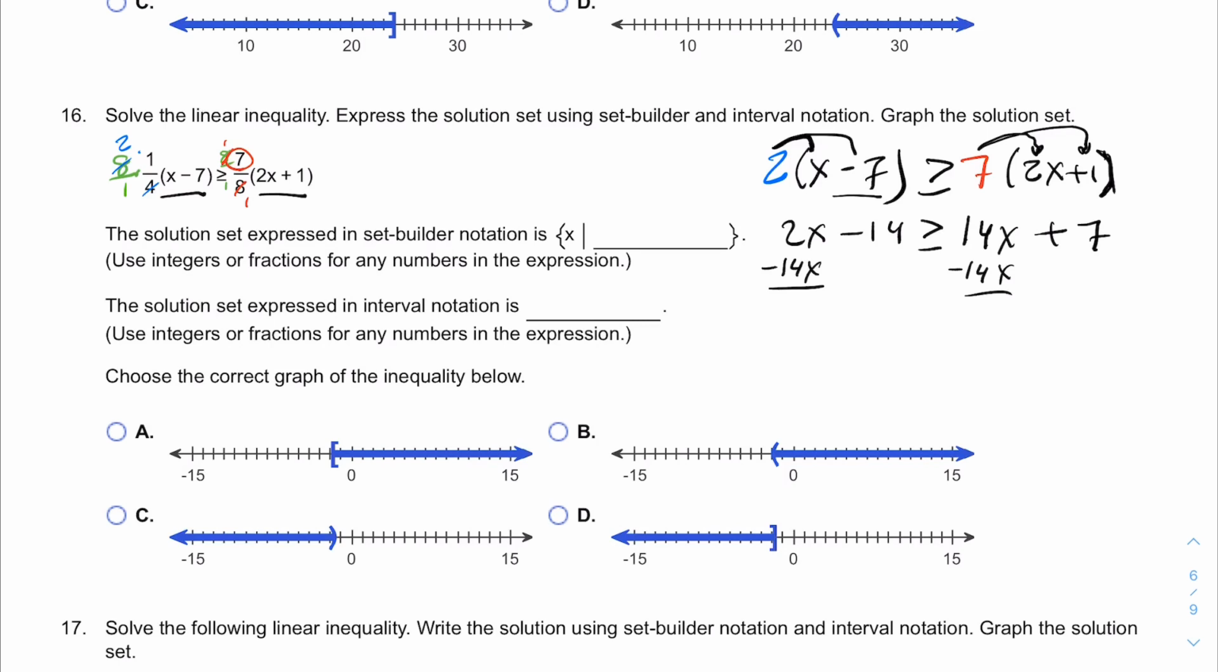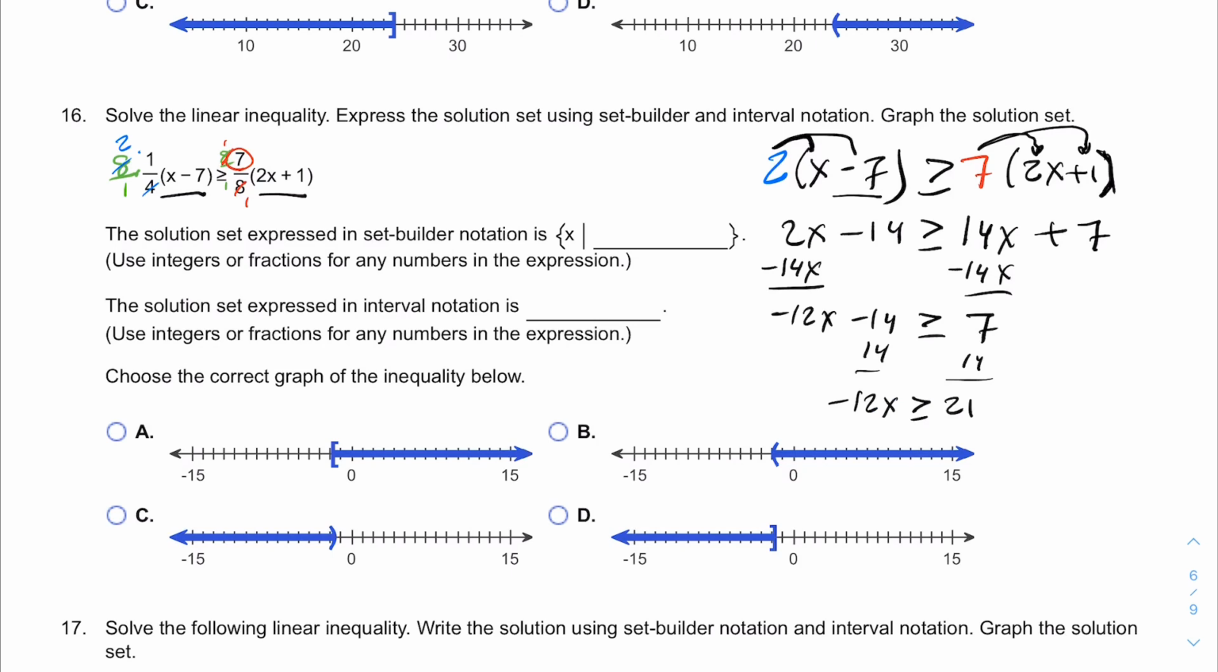2x minus 14x is negative 12x. Minus 14 is greater than or equal to 7. Let's add 14 on both sides. And this gives us negative 12x is greater than or equal to, what did I say, add? So that's 21.